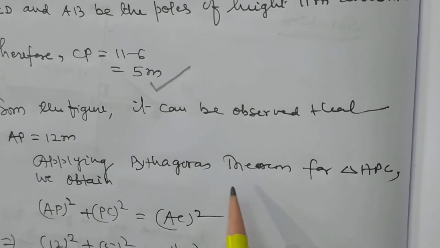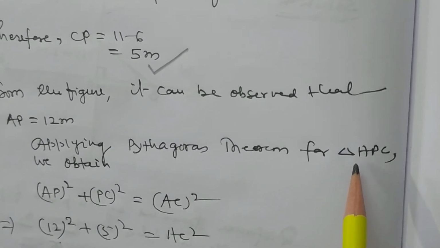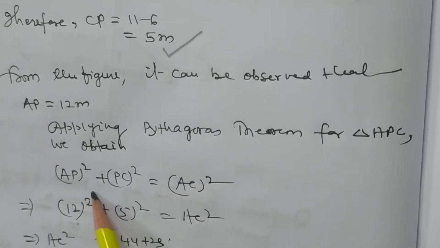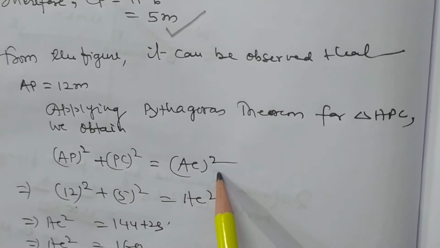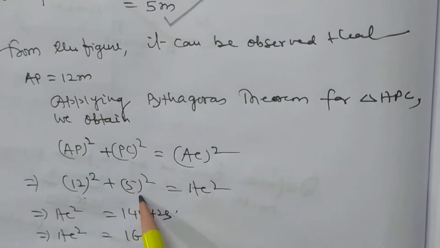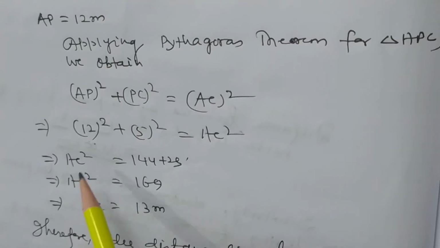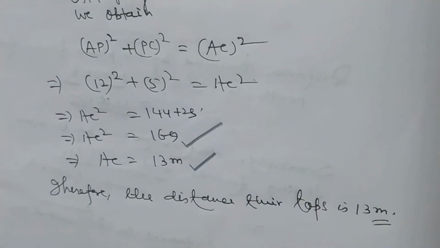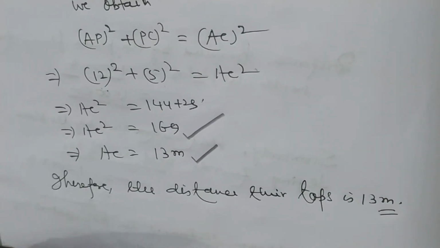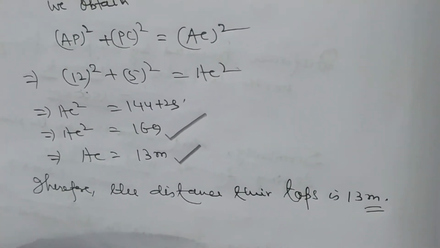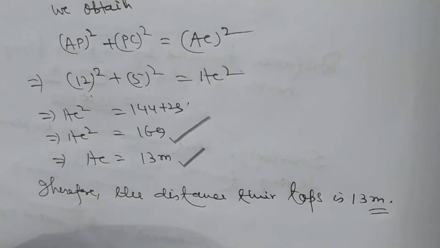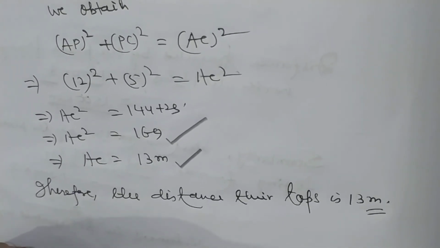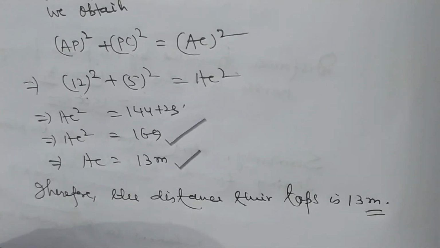Applying Pythagoras theorem for triangle APC, AP square plus PC square is equal to AC square. 12 square plus 5 square is equal to AC square. AC square is equal to 169, and AC is equal to 13 meter. Therefore, the distance between their tops is 13 meter. AC is equal to 13 meter.